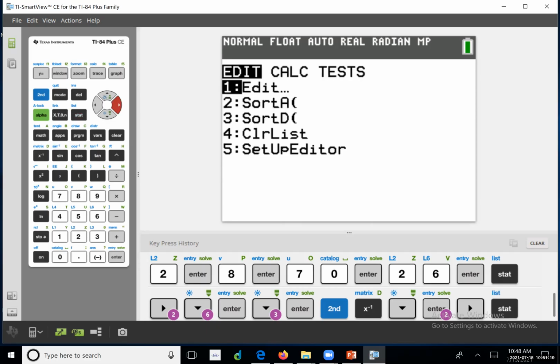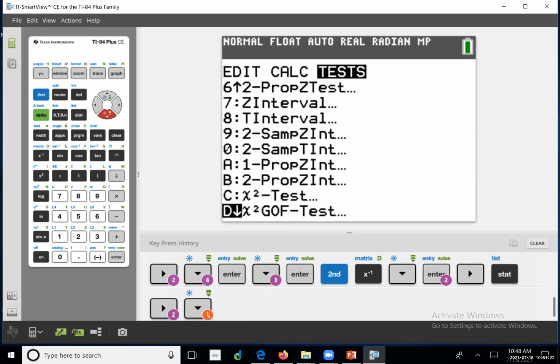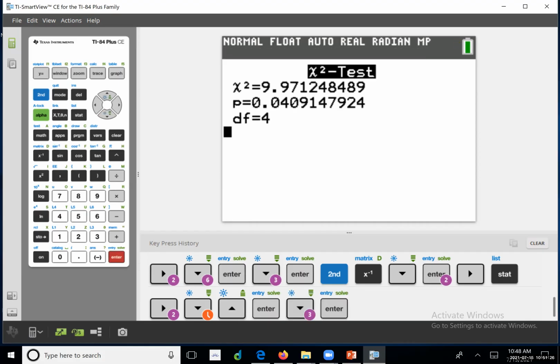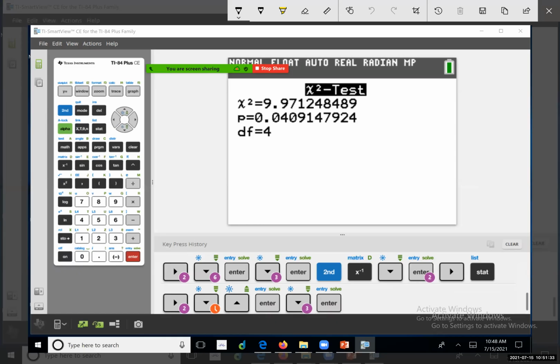So going to test again, chi-square test. I lost the numbers. Okay. So there we go. Small p, this is less than 5%. So we reject the null, so reject independence. Support the alternative, that means supporting the dependence.